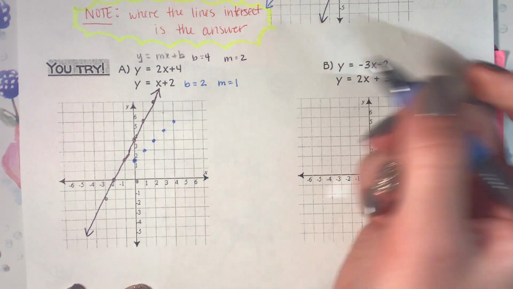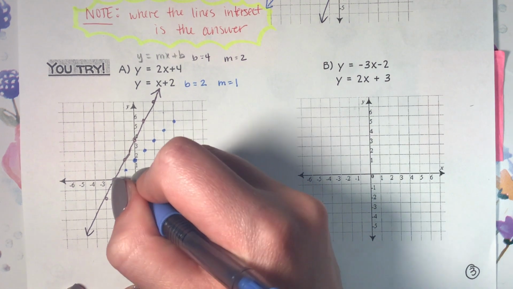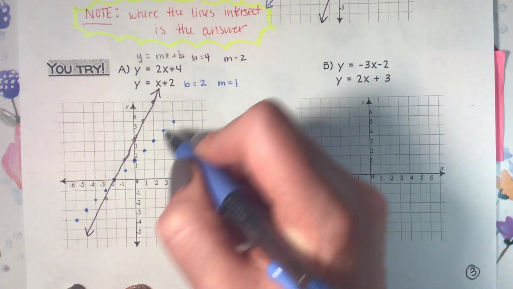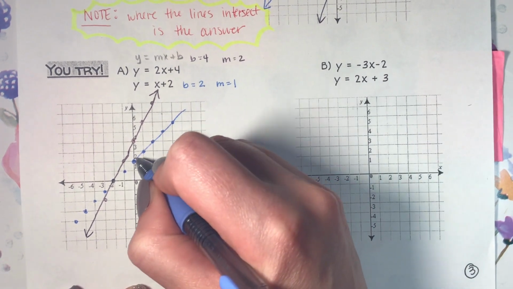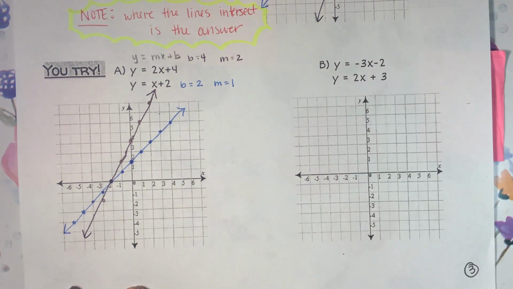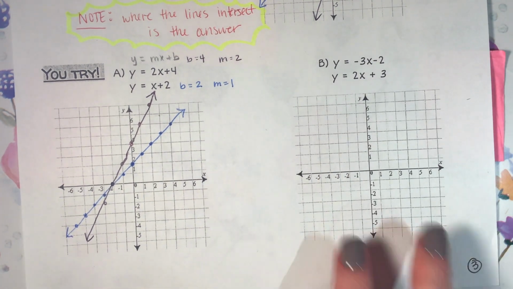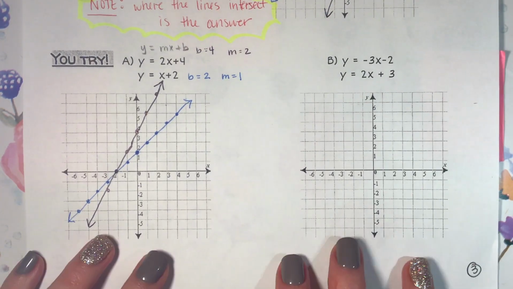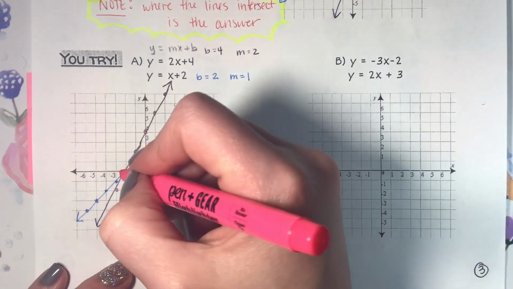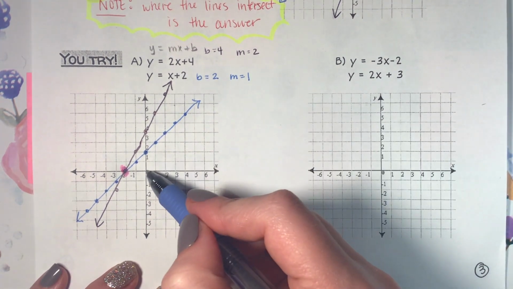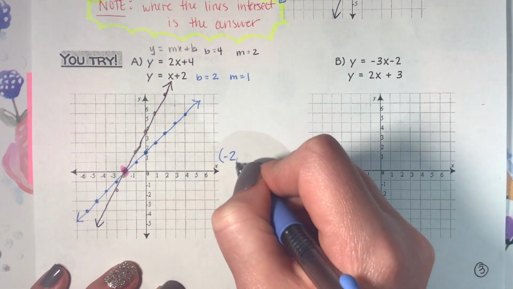But I can also do the same thing in reverse. So down 1, back 1, down 1, back 1. When I connect all my dots, I get my second graphed line. Now remember what we set up here. Where the lines intersect is the answer. So I'm going to look at the coordinate where the lines cross each other, which is right here. The coordinate is going to be my solution. So that is at the coordinate -2, 0.